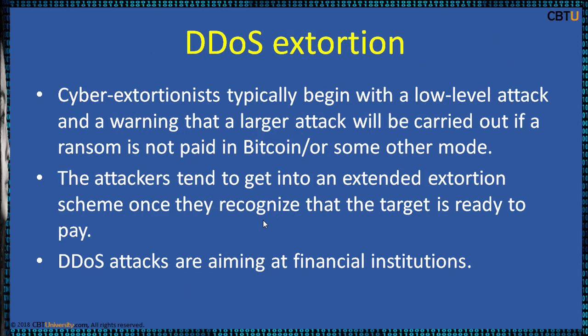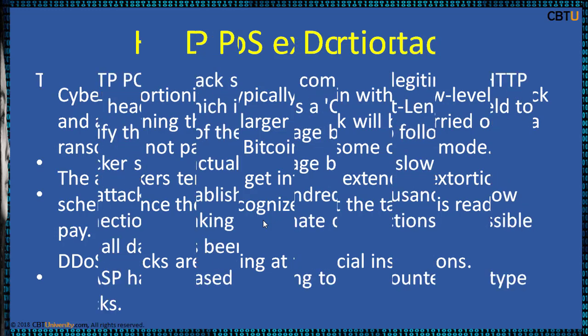Cyber extortion typically begins with a low-level attack and a warning that a larger attack will be carried out if a ransom is not paid in Bitcoin or some other mode. The attackers tend to get into an extended extortion scheme once they recognize that the target is flexible and ready to pay. DDoS attacks are aimed at financial institutions.